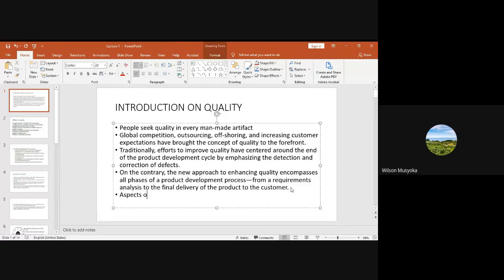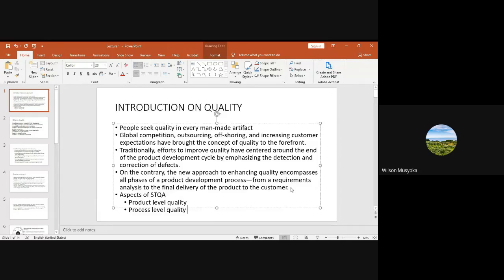The two aspects of software testing and quality assurance are: one, the product level quality, and the process level quality.